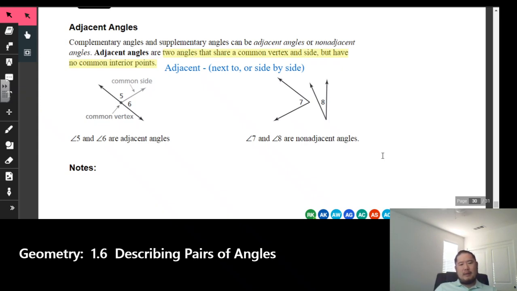Put there, typed out in blue, adjacent: think of next to or side by side. So in this first diagram right here, it shows that we have 5 and 6. Those two angles are adjacent because they share this common side or ray. Angles 7 and 8, they are split apart, and therefore they are non-adjacent angles.